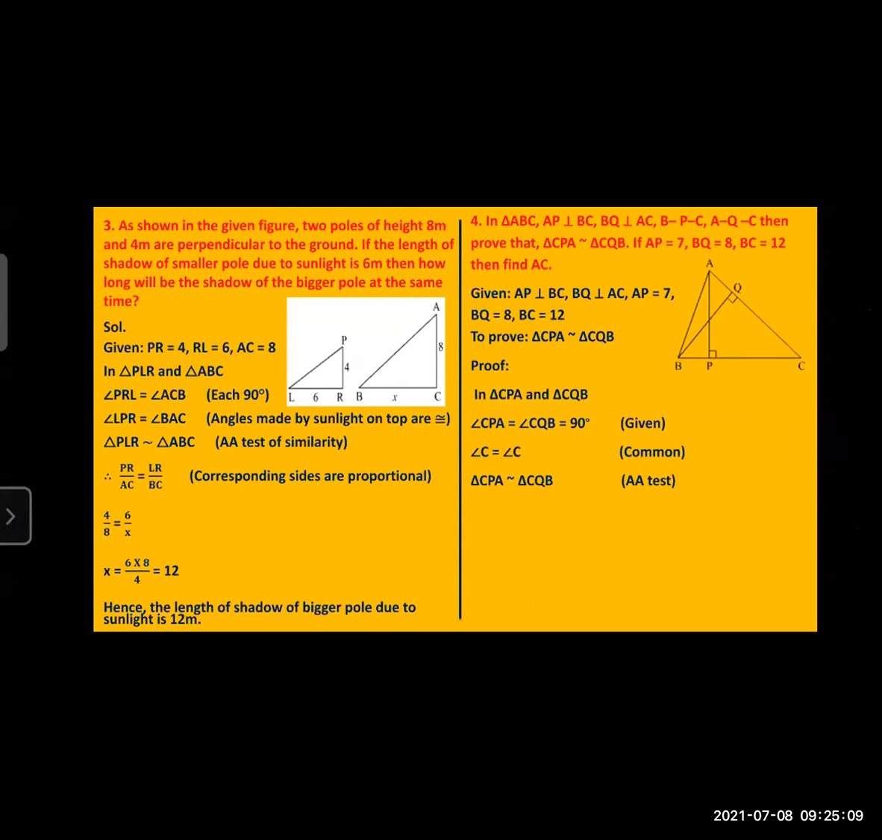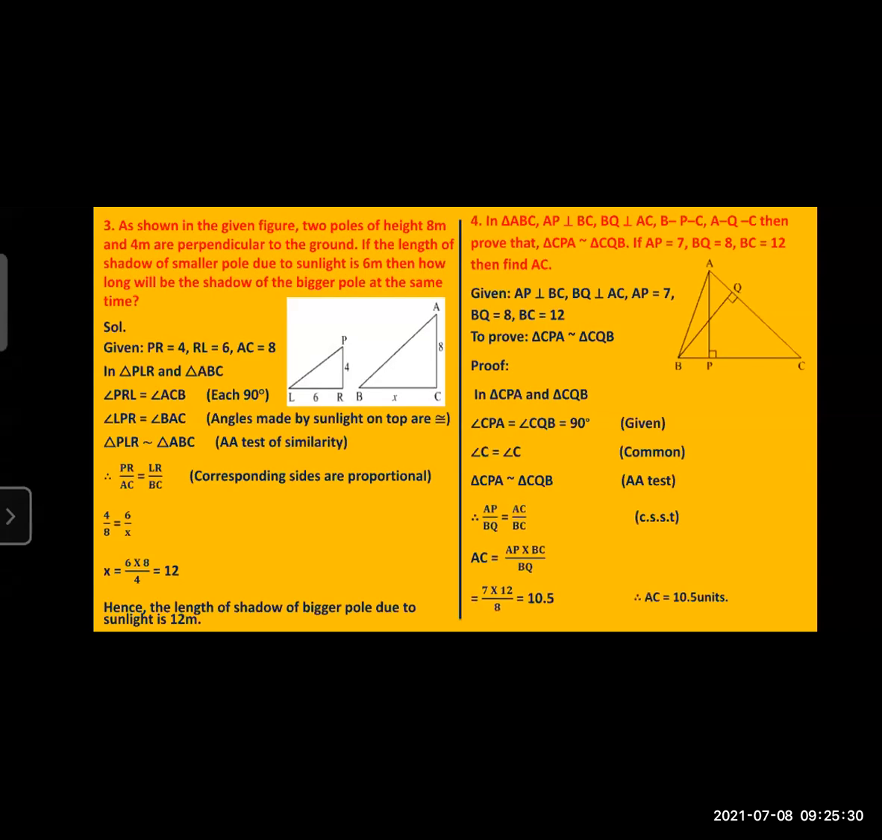Okay. So first we check these two conditions. R is given and C is given, that is equal to 90 degrees. P and A are equal, and therefore these two triangles are similar. If two triangles are similar, then their sides are in proportion. Okay students, now next question, question number 4.